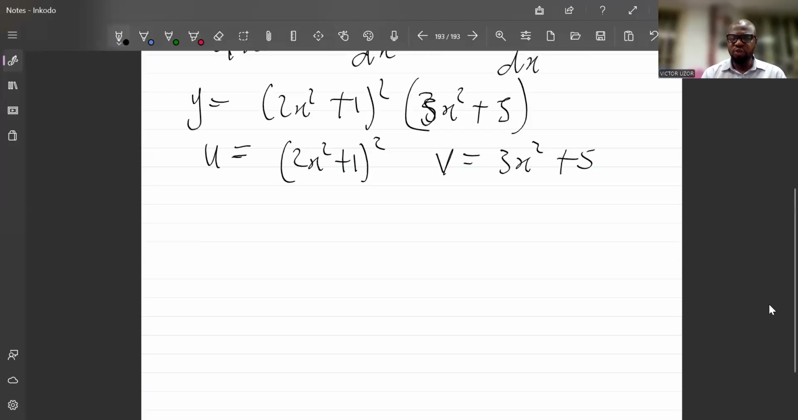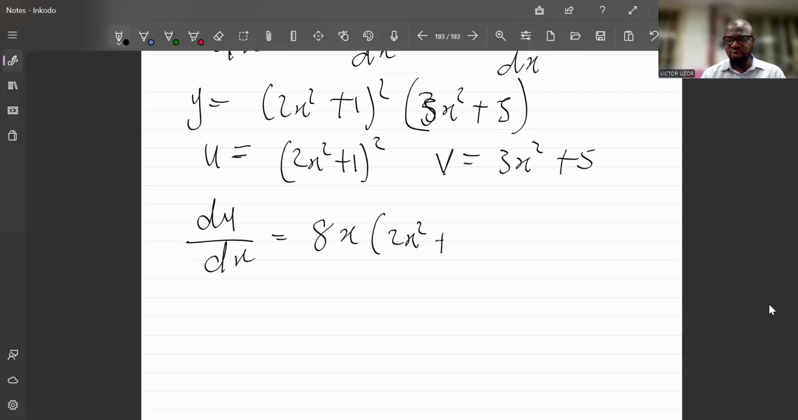Now we are going to differentiate u with respect to x. When you look at this u and you want to differentiate it, what does it remind you of? Chain rule. So I would like you to go and watch my video on chain rule to know how to differentiate using it. Now I'm going to jump a little. If I differentiate this using chain rule, I'm going to have 8x in bracket 2x squared plus 1. So that is what I will have.